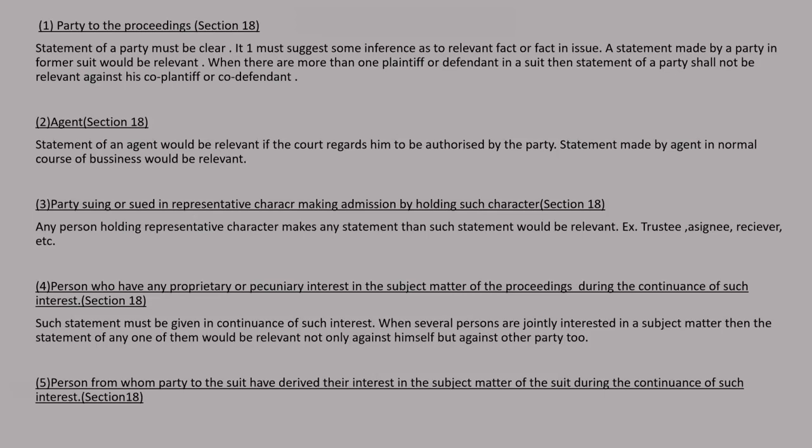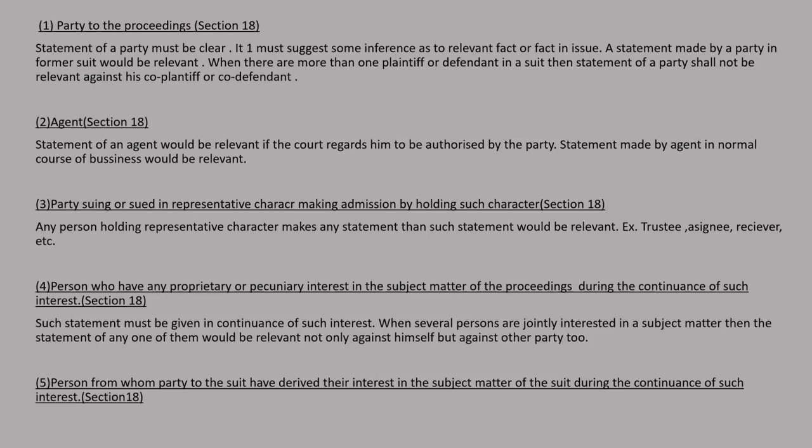Now the fourth one is the person who has any proprietary or pecuniary interest in the subject matter of the proceeding during the continuance of such interest. So any person who has a monetary interest in the subject matter, in the proceeding, in the suit, then any statement made by him would be relevant. Such a statement must be given in continuance of such interest.